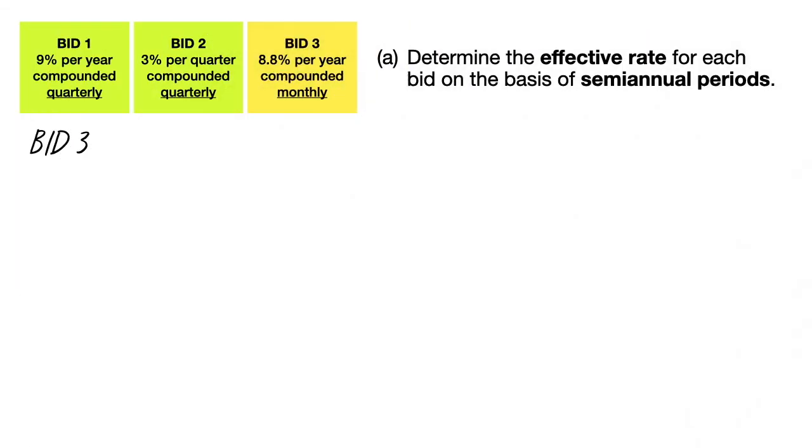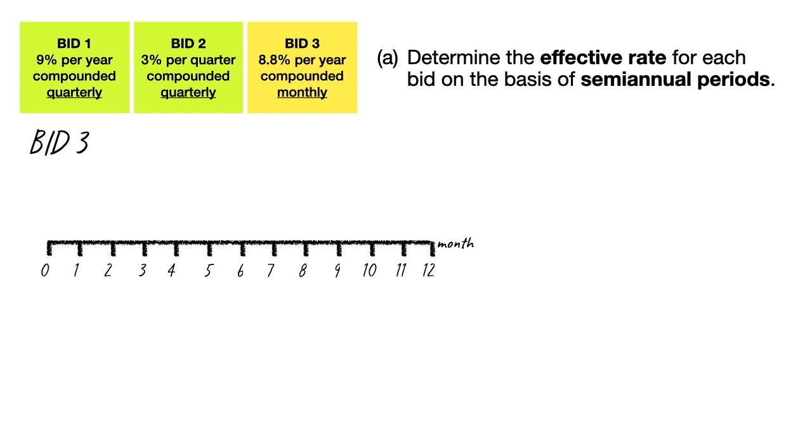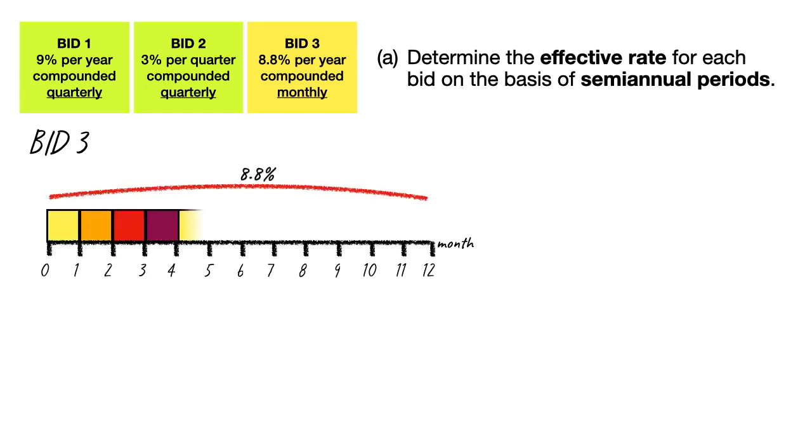Okay, now let us try to solve for bit number 3. In bit number 3, 8.8% interest rate is charged for 1 year, compounded monthly. So let's draw the timeline up to 1 year or 12 months. There will be a total of 12 blocks in 1 year because it's compounded monthly. So every month there is one compound period.